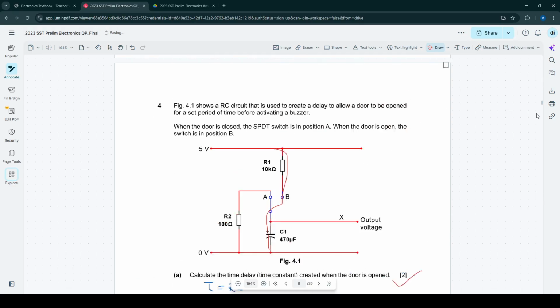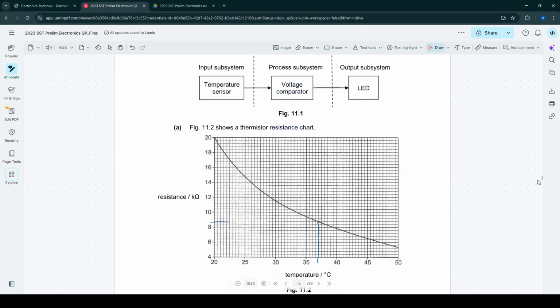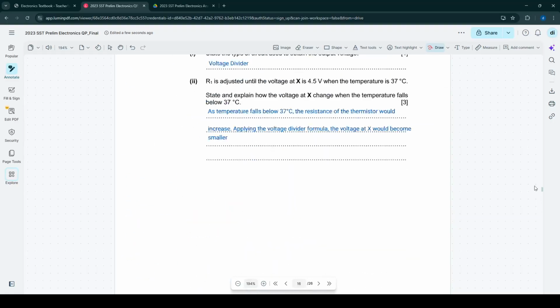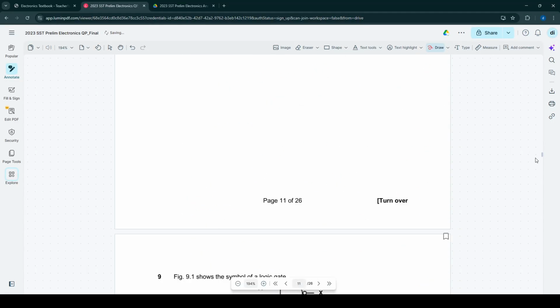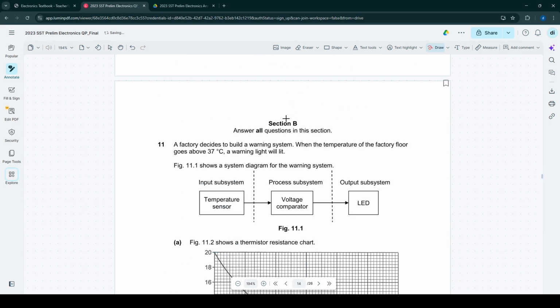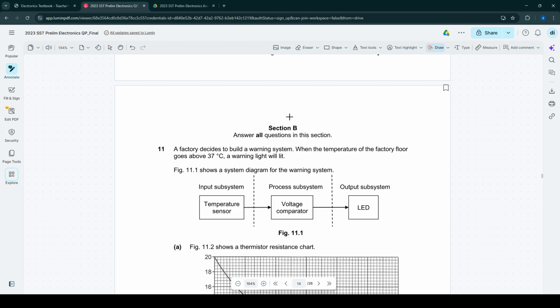Alright, next. Section B. Okay, I think I went too far. Section B. A factory decides to build a warning system when the temperature of the factory floor goes above 37 degrees, so then a warning light will be lit.